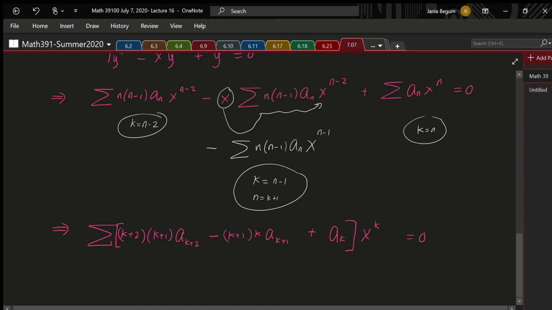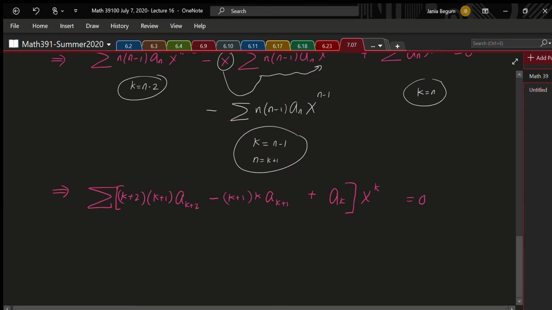Okay, so I'm assuming that's a yes. So now we want to solve for the higher subscript. In this case, that will be a sub k plus 2. So I move everything to the other side, set it equal to 0. Again, I'm skipping steps. So a sub k plus 2 is going to be k times k plus 1, a sub k plus 1, minus a sub k, everything over k plus 2, k plus 1. So that's a very nice recurrence relation.